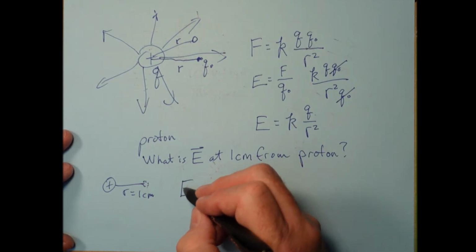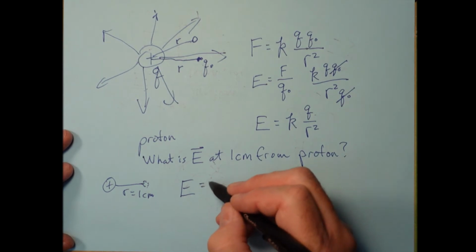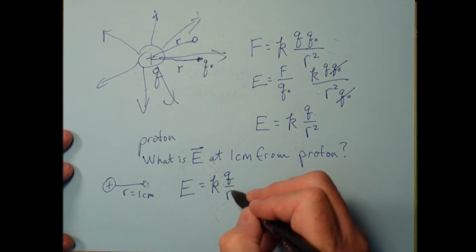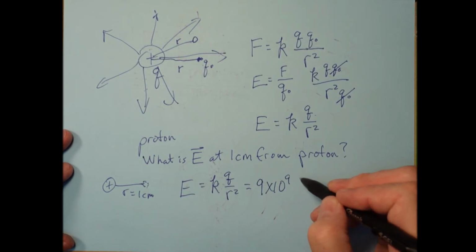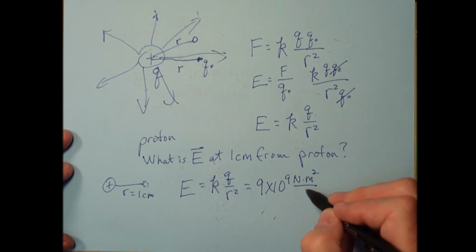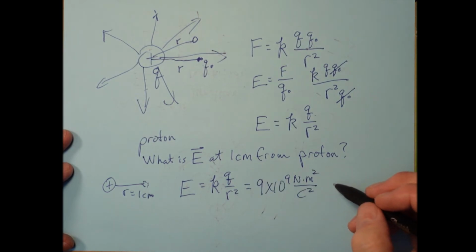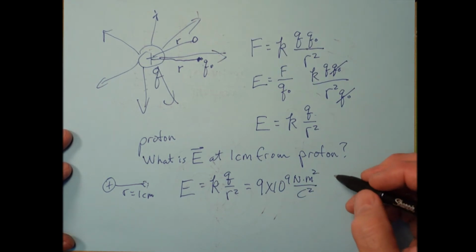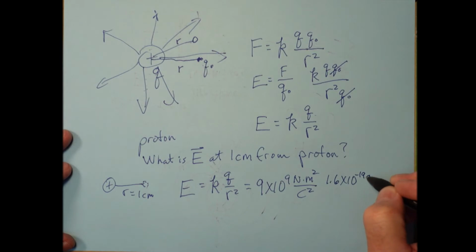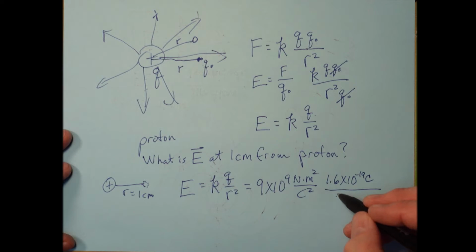Okay, we can use our electric field equation. That's just going to be K, Q over R squared. Let's plug in our values. 9 times 10 to the 9th newton meter squared per coulomb squared times Q. Okay, what's Q for a proton? You should know that. If I were you, I would commit that to memory. You're going to use it so often. It's 1.6 times 10 to the minus 19 coulombs divided by the distance, which is just 1 centimeter, so that's 10 to the negative 2 meters, and then square it.